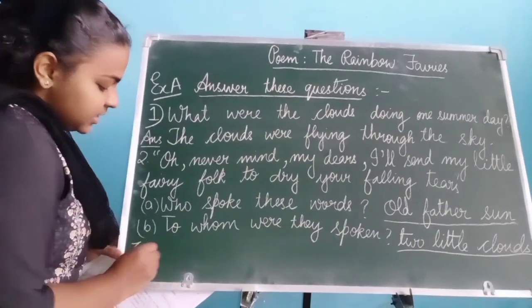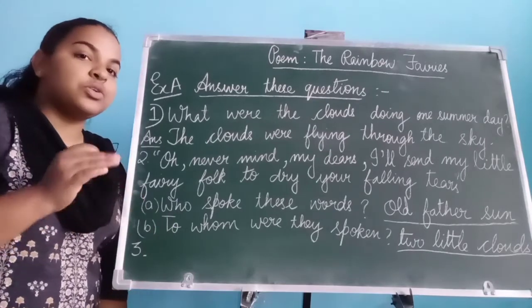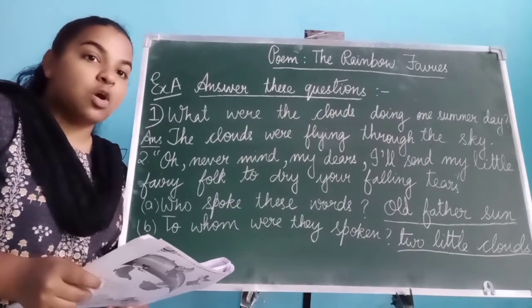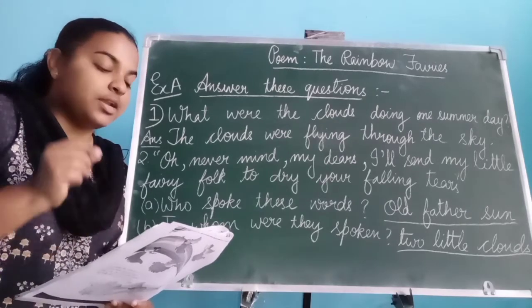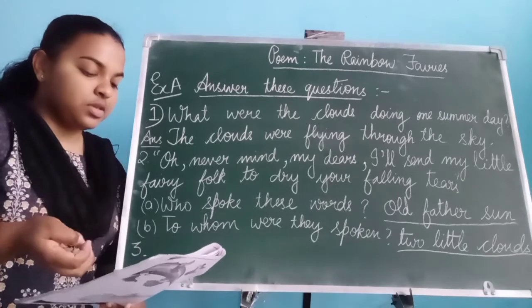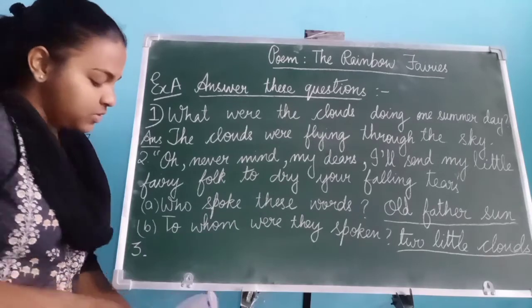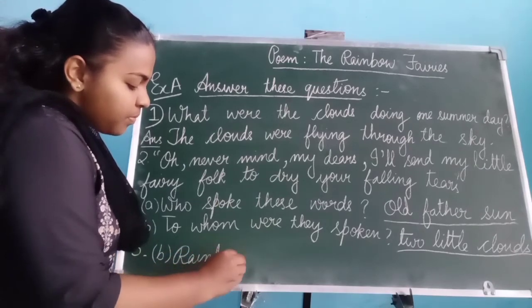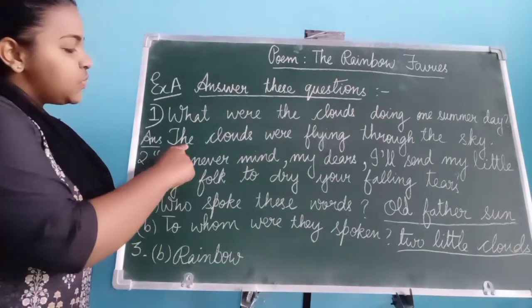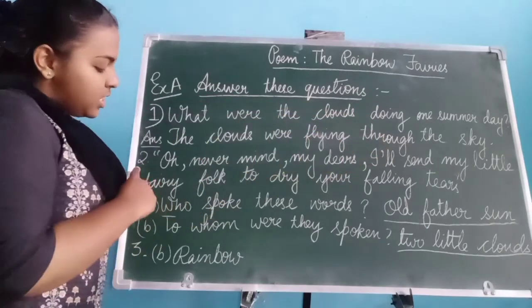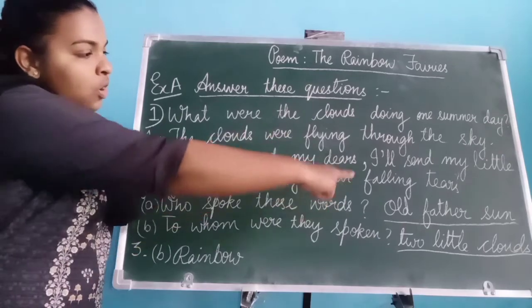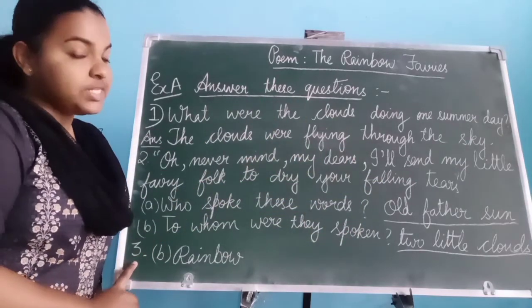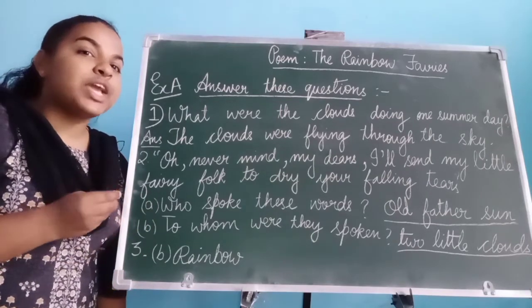Now, let's see the last answer. That question I am not going to write on the board, because this last question you have to do in the textbook itself. That is, take the correct word. The fairy flock are the colors of the, options are sky, rainbow, sun, clouds. So, fairy flocks are the colors of the rainbow. So, answer is option B, rainbow. So, answers of exercise A are, first one, the clouds were flying through the sky. Second question's answers, first one is Old Father Sun, and second answer is two little clouds. Third question's answer is rainbow. So, these are the answers of exercise A.